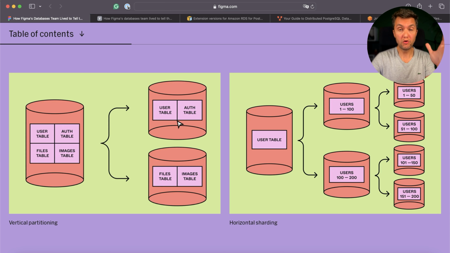However, this approach works to a certain extent. At some point, you can easily run out of storage space, memory, and compute resources, and this is exactly what happened to the Figma team. That's why they switched to the horizontal sharding approach.